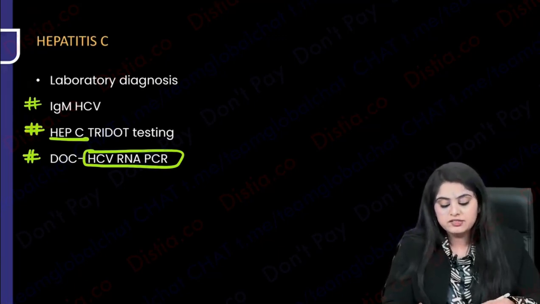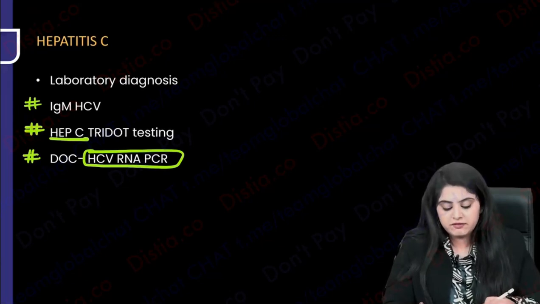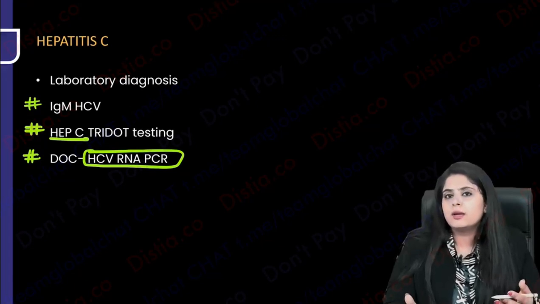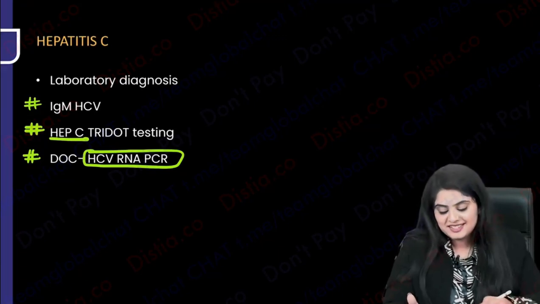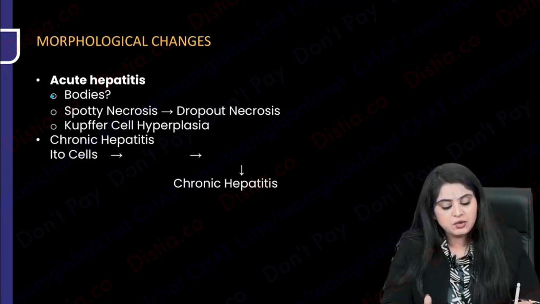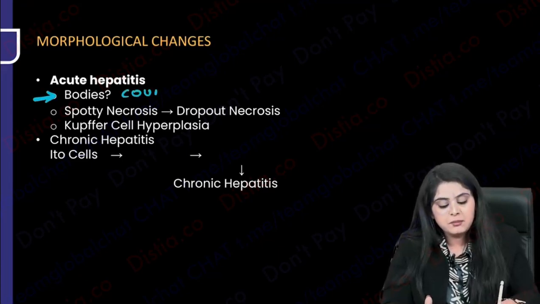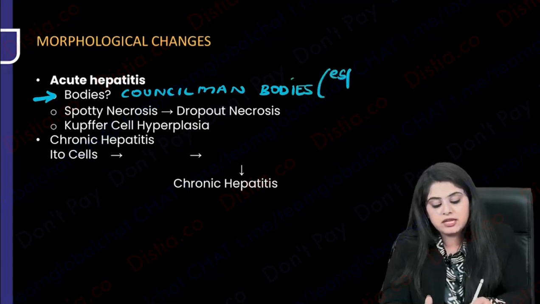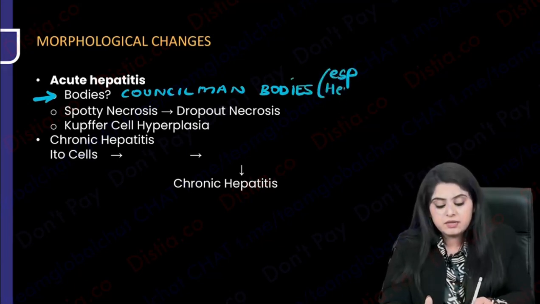What is it that you will see under the microscope? Firstly, you will say, why are you seeing something under the microscope, ma'am? Should you be seeing acute and chronic hepatitis under the microscope? Ideally, no. But still, I'm going to tell you. So, what are you going to see? In case of acute hepatitis, I think everyone is already aware that there are some bodies that you see in acute hepatitis, and those are known as the Councilman bodies, especially with which hepatitis? The starting stage of hepatitis C.